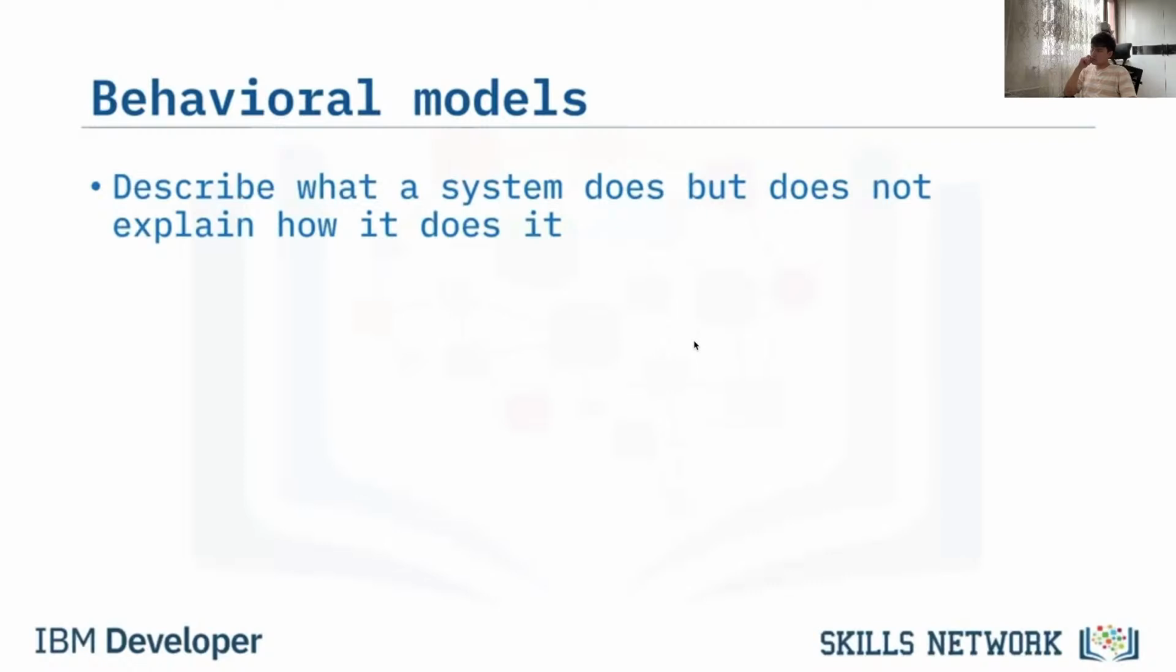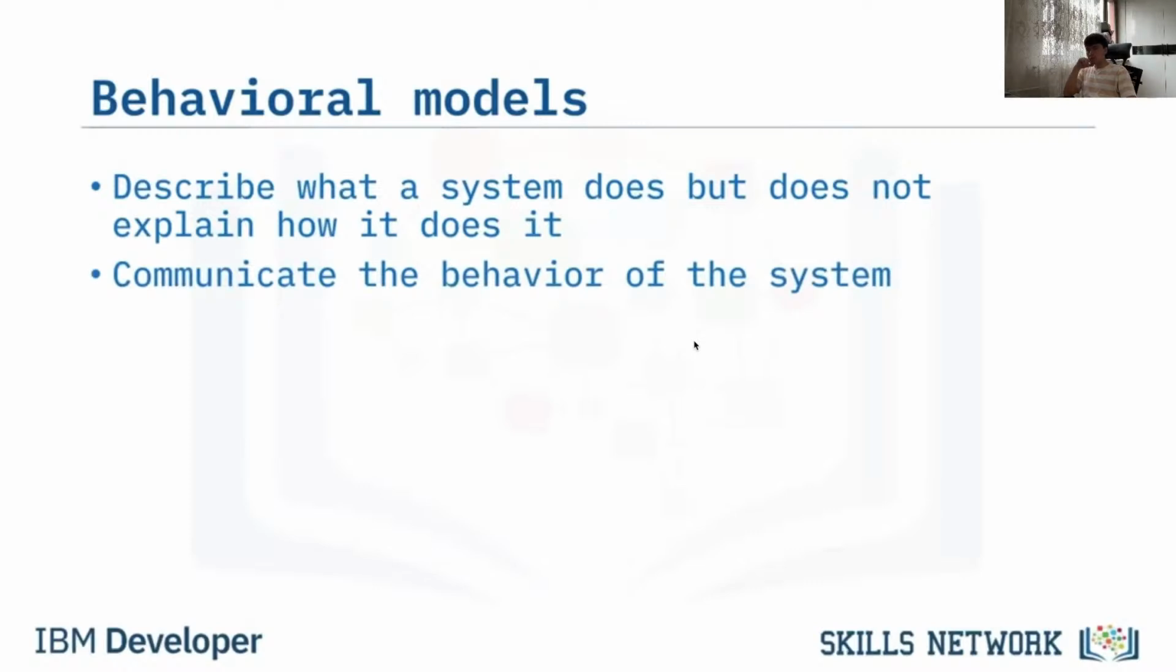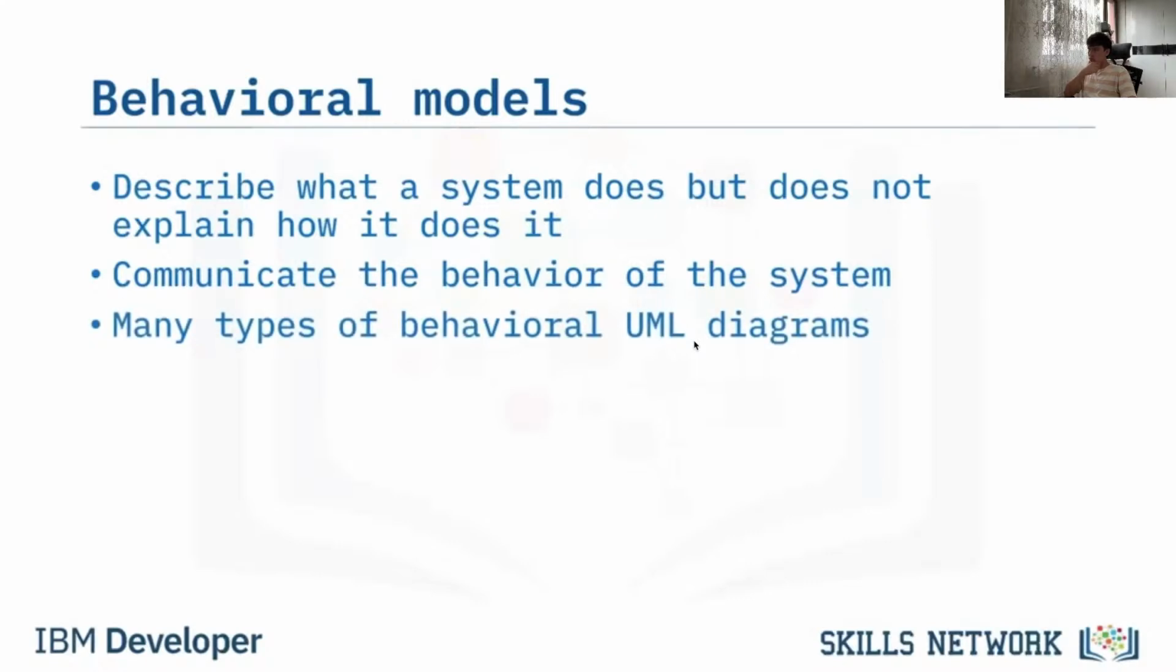Behavioral models describe what a system does without explaining how it does it. The overall behavior of a system can be communicated through behavior models. There are a number of different UML diagrams that can be used to communicate the behavior of a system. We will discuss two such diagrams, a state transition diagram and an interaction diagram.